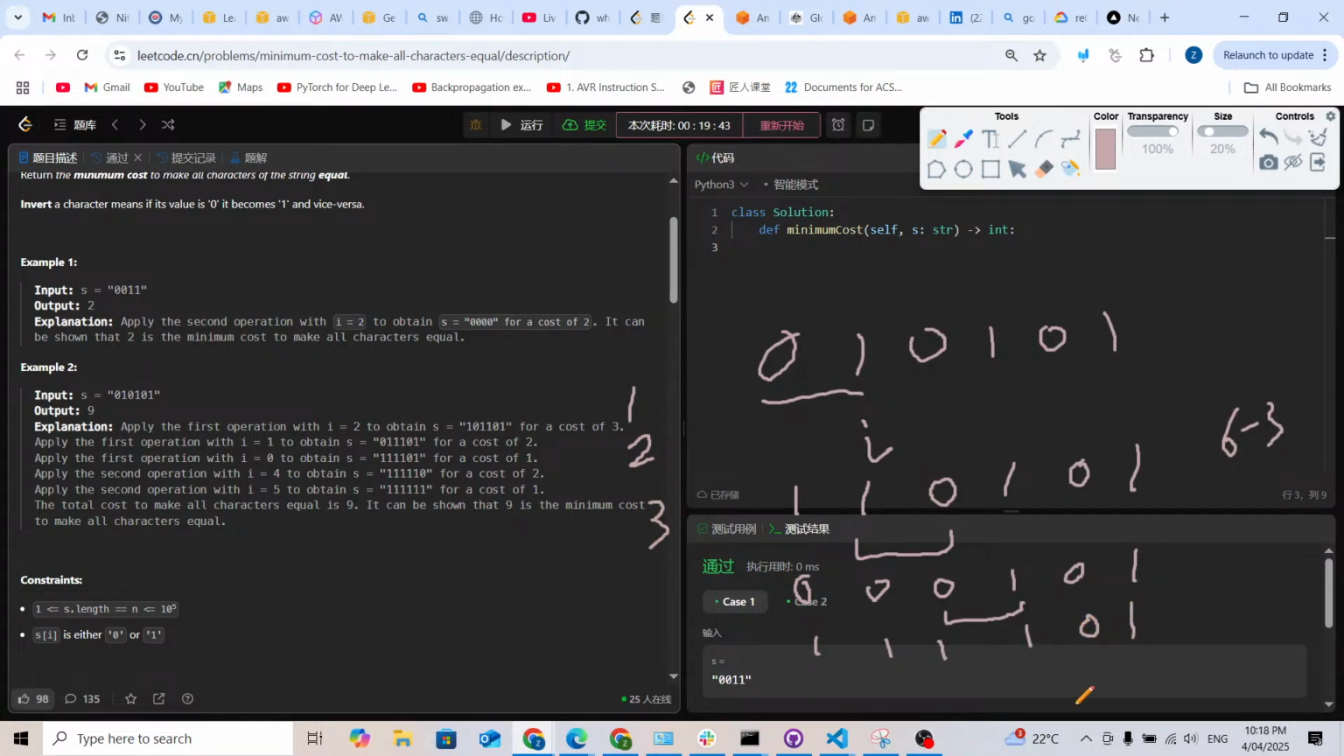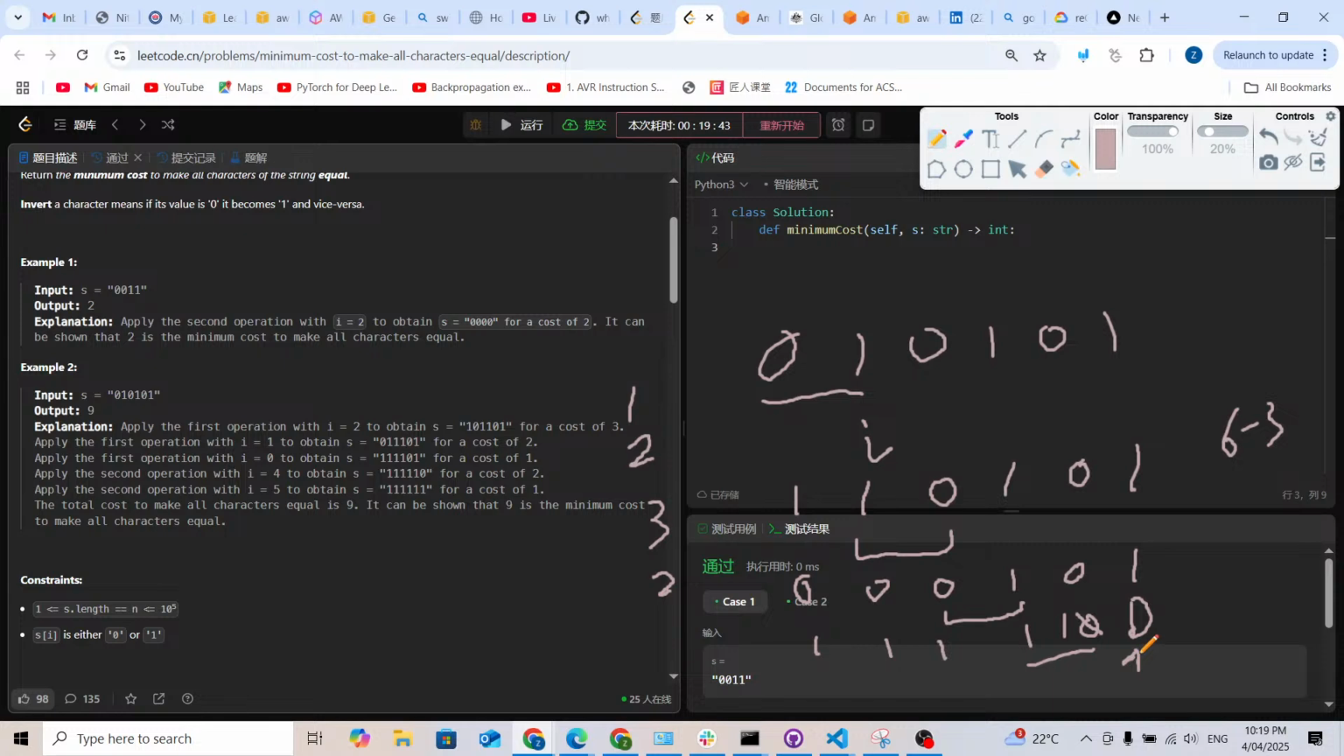So this is a 0, 1. Now I found that these two are not equal. This is 1, 0. So I want to invert the right side because the right side is smaller. So n minus i, so this is 6 minus 4. It's going to be 2. So after inversion, this 0 becomes 1, and this 1 becomes 0.